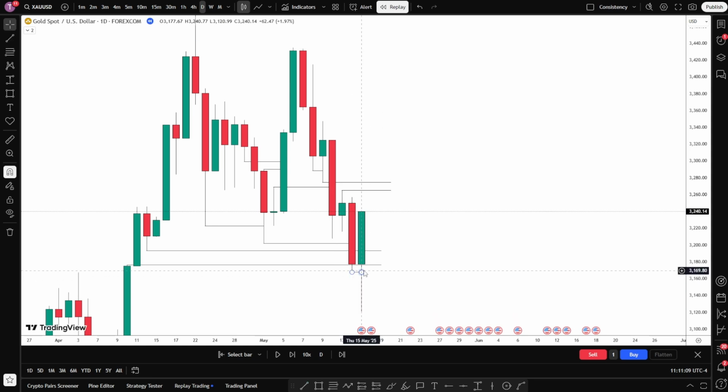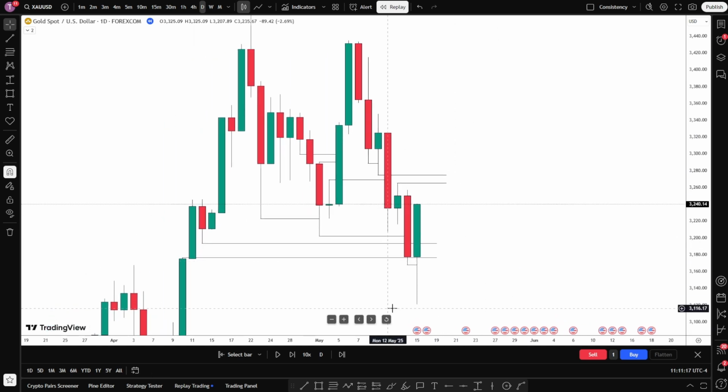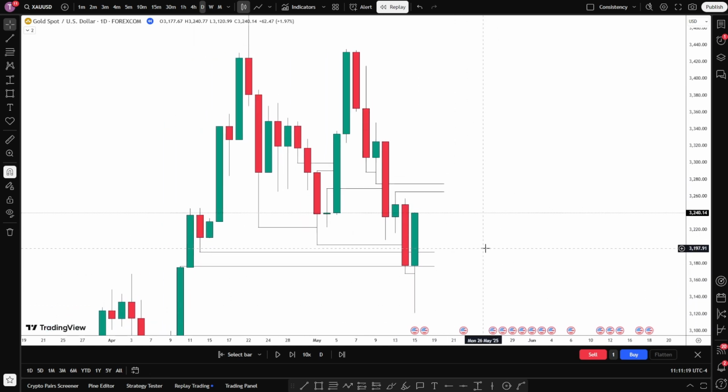Previous day low sweep, you could have found a buying opportunity inside here to push price higher. Now what we're going to be looking for with this bullish momentum, I'm still looking for price to push higher up into this internal range liquidity. So what do we get?